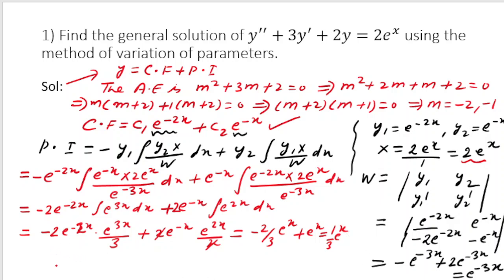Now what is the general solution? General solution is y is equal to CF plus PI. So CF I have got is C1 e to the power minus 2x plus C2 e to the power minus x, and plus the particular integral, that is plus 1 by 3 e to the power x. So this is how we solve it. Finding the particular integral requires a lot of computation, especially the integration. So be sure about the integration, and in case you have some difficulty, let me know that you are facing difficulty in integration. I will try to guide you on how to do integration as well.